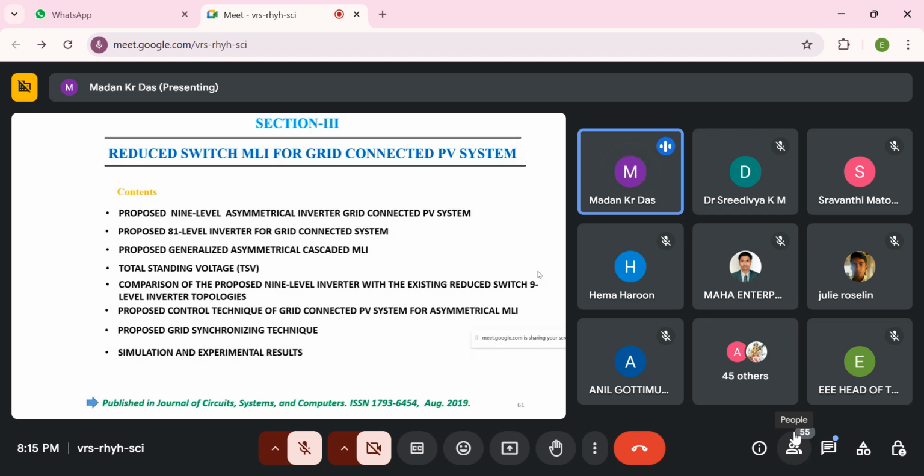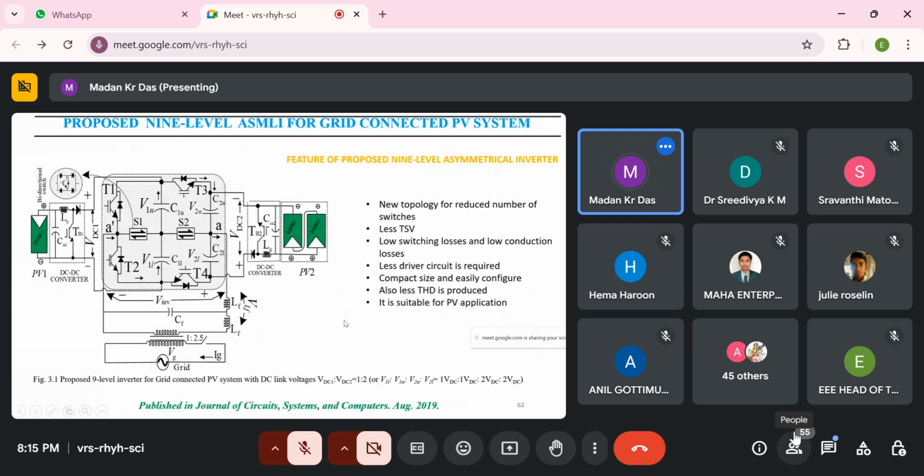So see the inverter configuration. This inverter has only 6 switches: T1, T2, T3, T4, and S1 and S2. 2 switches are bidirectional and 4 switches are unidirectional. Its input is connected to a DC-DC converter, which is also connected to the PV panel, and the inverter is connected to the grid. Here this input is also connected to a DC-DC converter and to the PV panel.